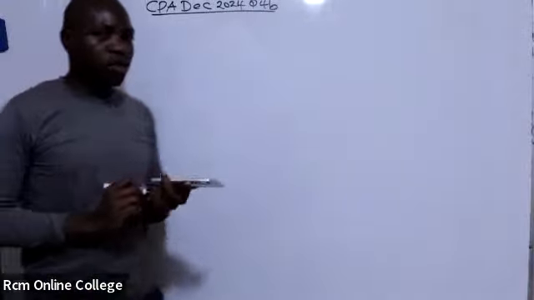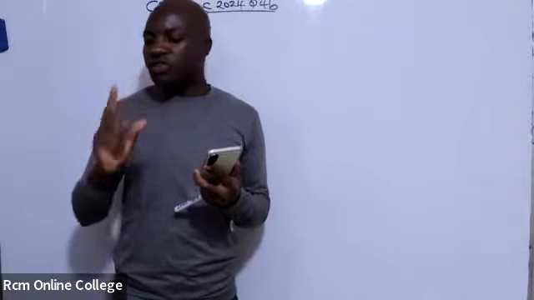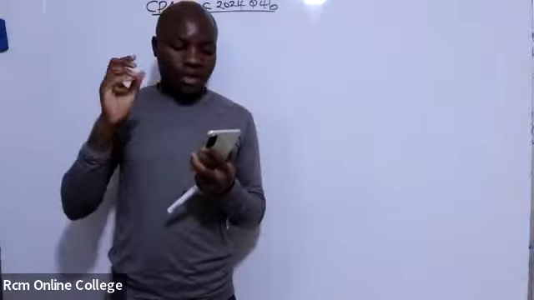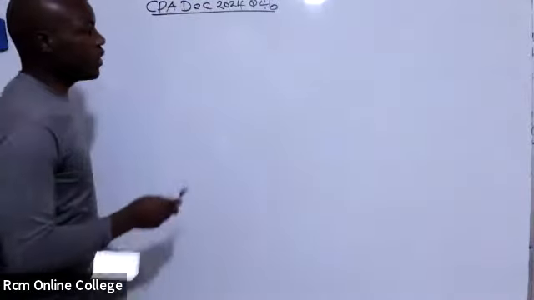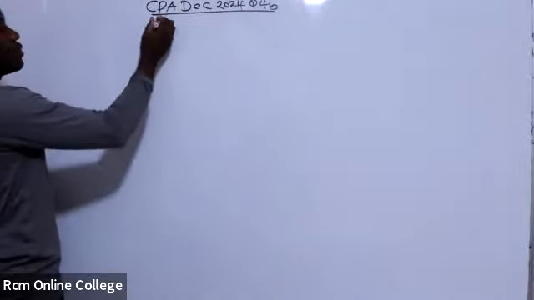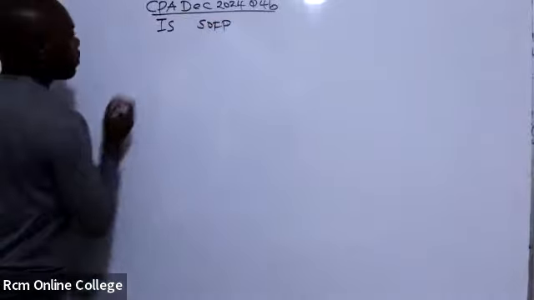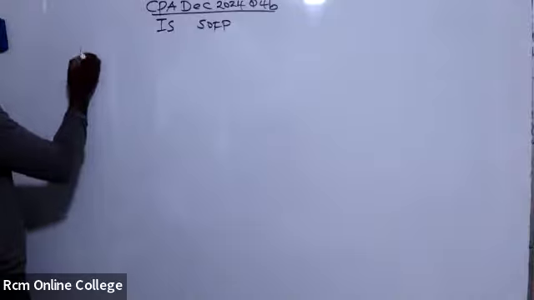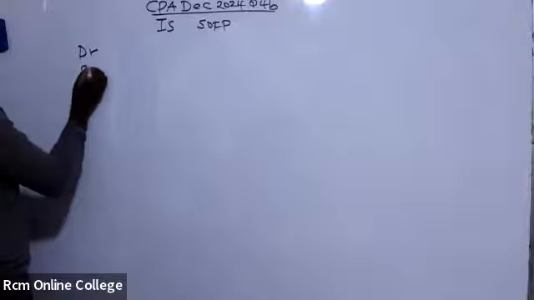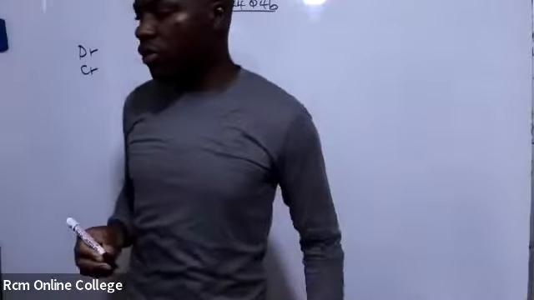We have been told that closing inventory was valued at 222,600. What we need to understand from the word go is that closing inventory normally affects these two statements, income statement and statement of financial position. When you're dealing with the closing inventory in the income statement, what do we normally say? So you have to debit one account and credit another account.